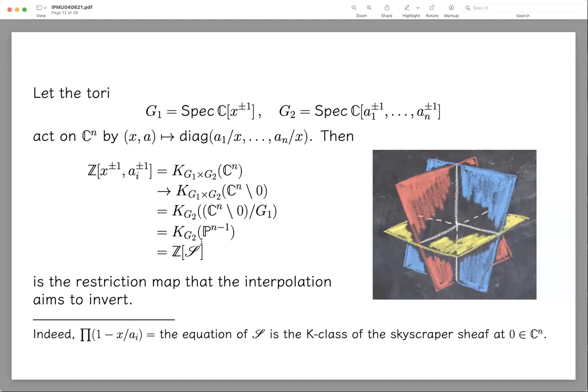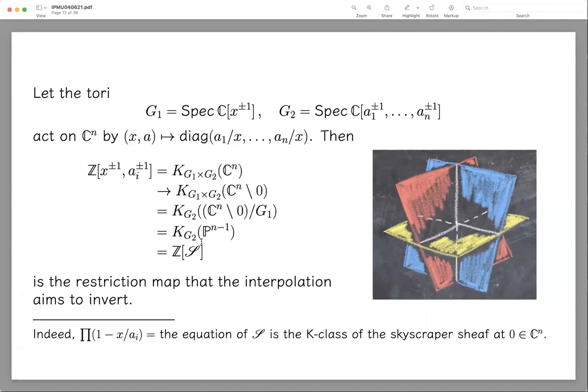It is the spectrum of the ring where you take Laurent polynomials in x, and we have an n-dimensional torus with coordinates a1 through an. We'll make them act on n-dimensional space, acting diagonally by diagonal matrices, and then you should really think of that C^n as n by 1 matrices, and this is the natural action of GL_n and GL_1 on n by 1 matrices. So one acts on one side, the other acts on the other side with the inverse. So this is how this group acts on n-dimensional space.